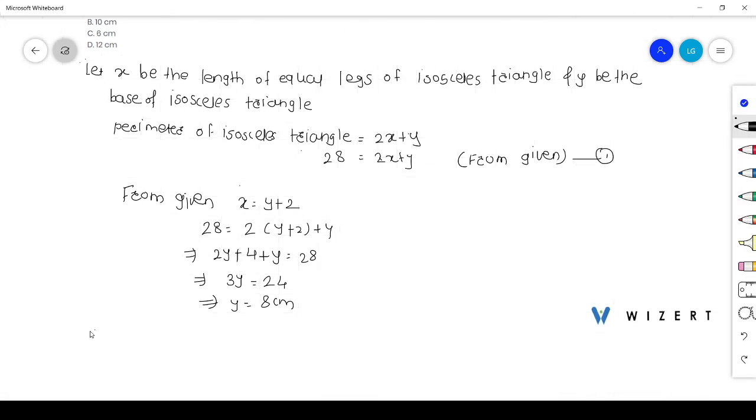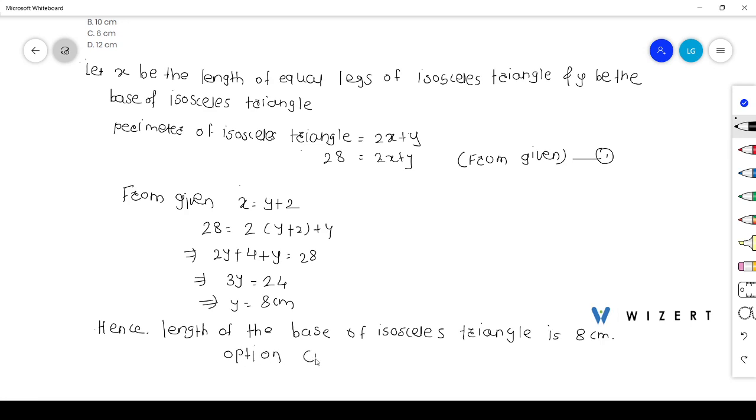Hence, length of the base of isosceles triangle is 8 centimeter, and from available options we have option A as 8 centimeters.